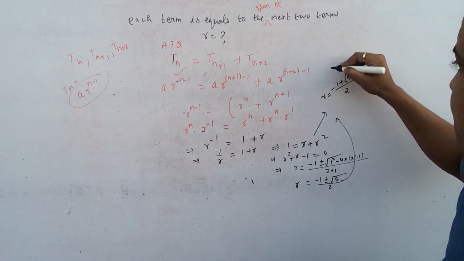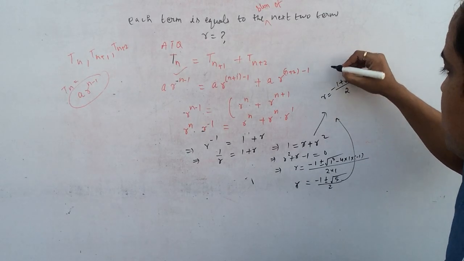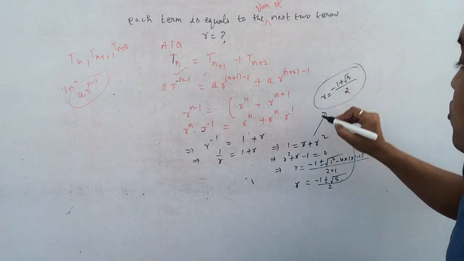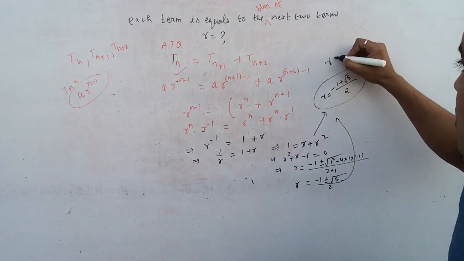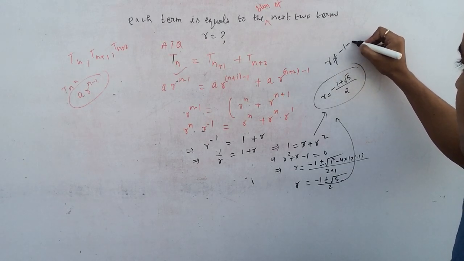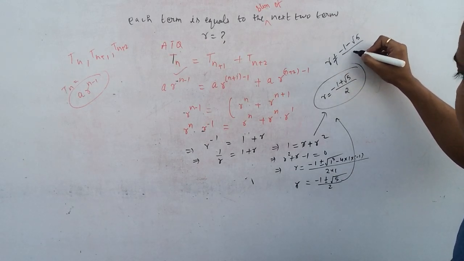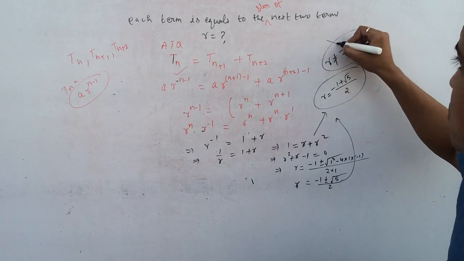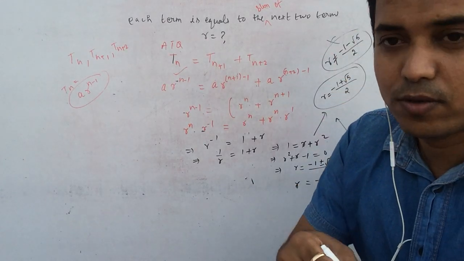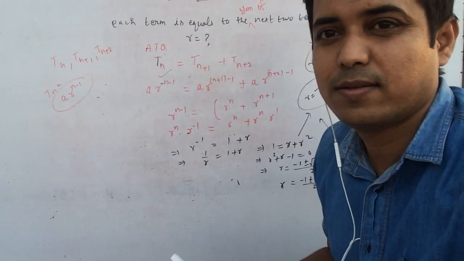This is the only answer, because r would not be equal to minus 1 minus root 5. You will get the negative value. That's why this is not. So in this way you can solve the question like this.